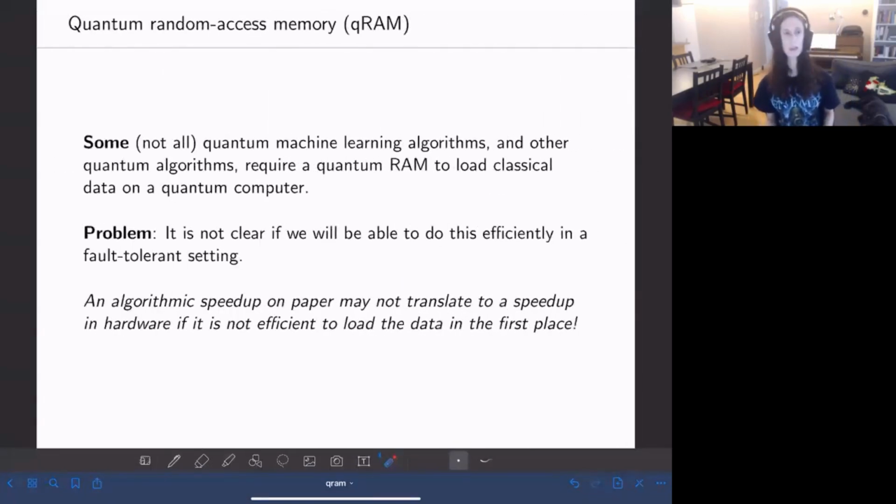So essentially what this leads to is if you design a quantum algorithm and it shows maybe some sort of quantum speedup, you have to be really careful, because if you're sweeping under the rug the fact that you have to query this qRAM and it's not clear if the qRAM is going to be efficient in the future, it doesn't really matter how efficient your algorithm is. It's not going to be efficient if you can't get the data on the machine in the first place.